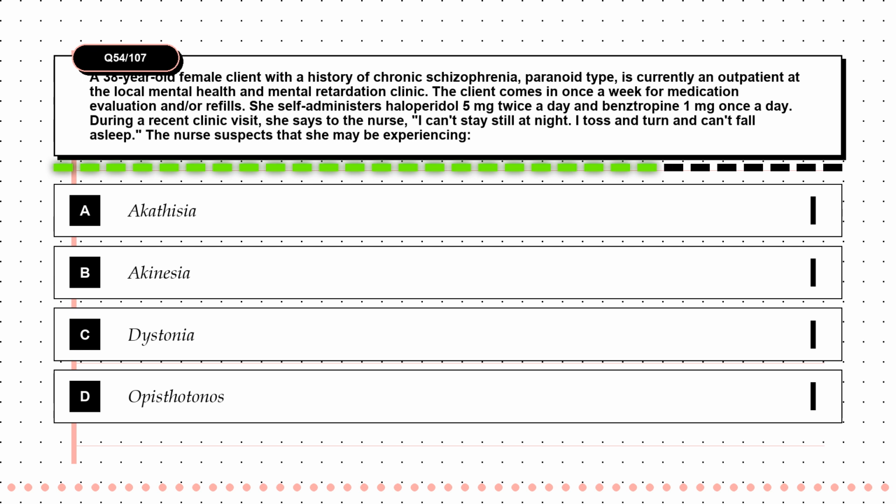at the local mental health and mental retardation clinic. The client comes in once a week for medication evaluation and/or refills. She self-administers haloperidol 5 mg twice a day and benztropine 1 mg once a day. During her recent clinic visit, she says to the nurse, "I can't stay still at night. I toss and turn and can't fall asleep." The nurse suspects that she may be experiencing. Here are the options. Option A. Akathisia. Option B. Akinesia. Option C. Dystonia. Option D. Opisthotonos.